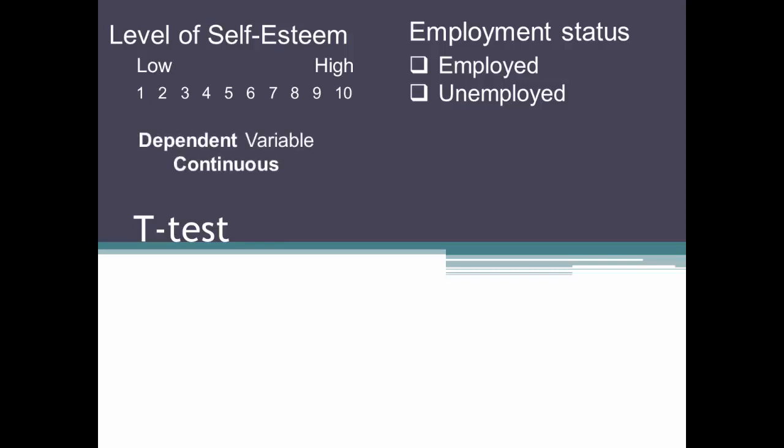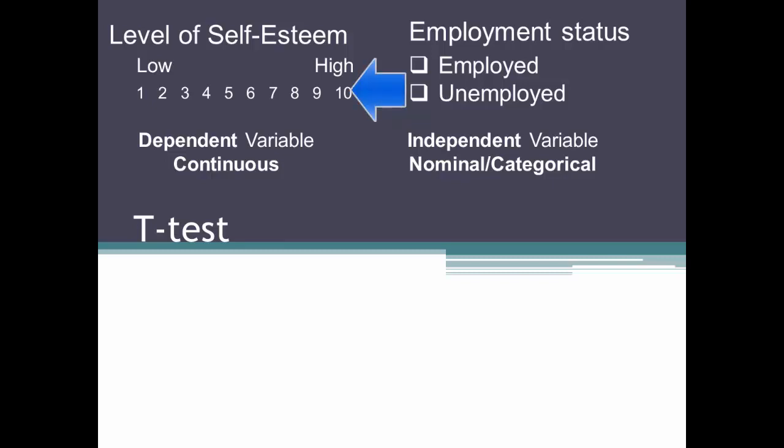You can calculate a mean on the data you collect on this variable. Employment status would be the independent variable. You are hypothesizing that the answer to the question of whether someone is employed or not may affect, or influence, or change a person's answer on the self-esteem variable.